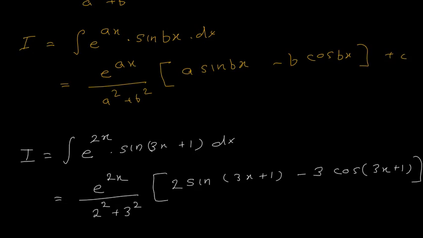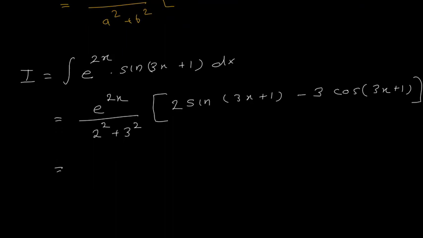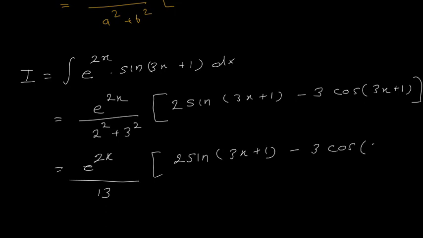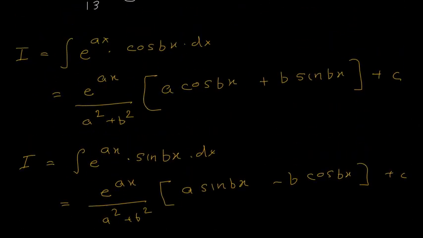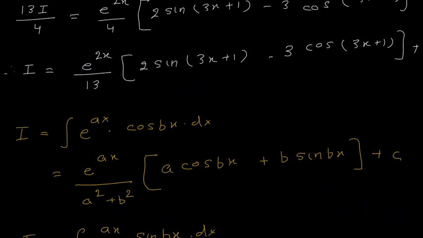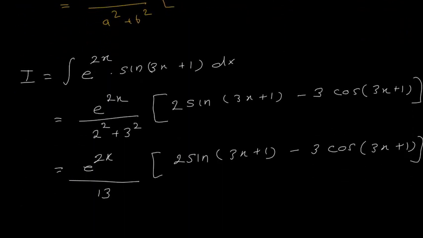So this gives me the answer as e power 2x divided by 2 to the 4, 3 to the 9, so 4 plus 9 is 13, and here we have 2 times sin of 3x plus 1 minus 3 times cos of 3x plus 1. This is what we need, alright. Actually if you see, the answer which we got is e power 2x upon 13, and then we have 2 times sin 3x plus 1 minus 3 times cos 3x plus 1, the same thing we are getting here. So have you understood?